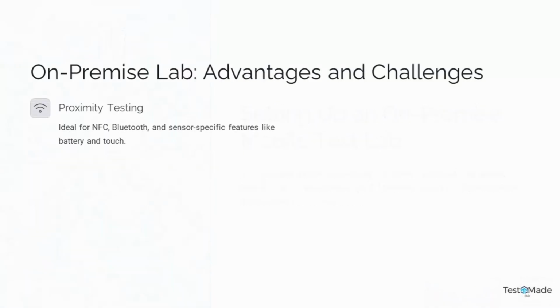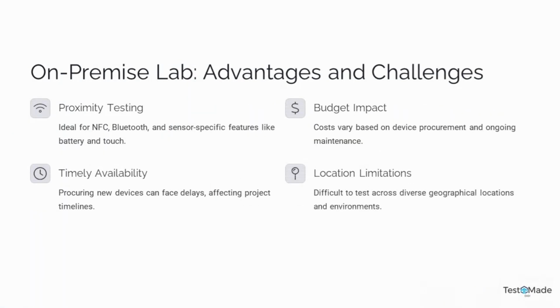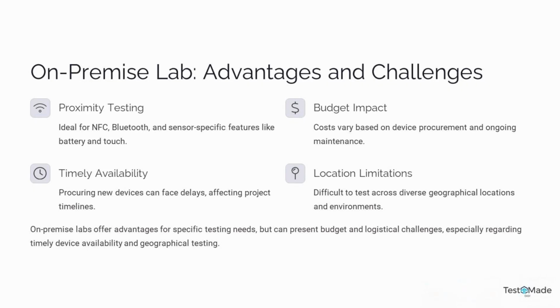On-premise lab. Advantages and challenges. Ideal for NFC, Bluetooth, and sensor-specific features like battery and touch. Procuring new devices can face delays, affecting project timelines. Costs vary based on device procurement and ongoing maintenance. Difficult to test across diverse geographical locations and environments.